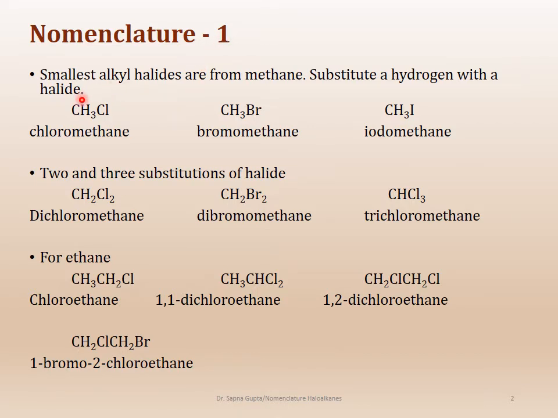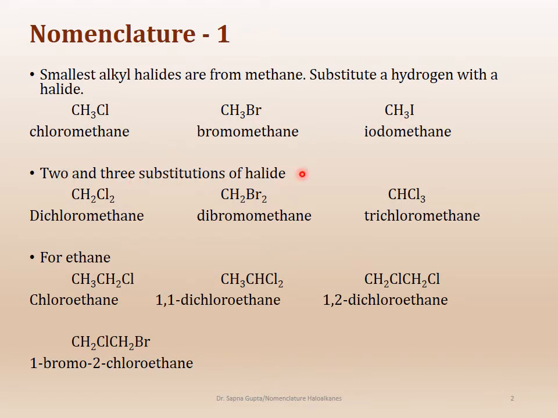So we can start from the smallest alkyl halide or haloalkane, starting from methane. Methane is the smallest alkane possible. So if you substitute a hydrogen with a halide, then you get a haloalkane. So for example, with the chlorine, you would get chloromethane. If you substitute with bromine, then you get bromomethane, and then iodomethane if you had CH3I.